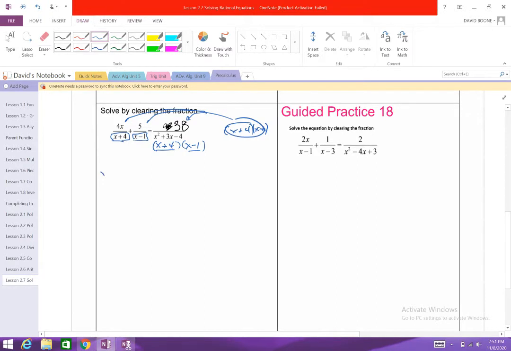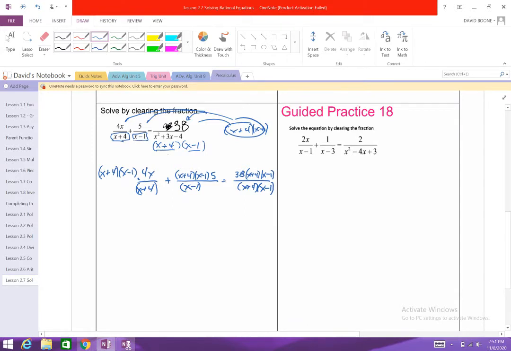So here we go. I'm going to take x plus 4 times x minus 1 and multiply that times the first one, times 4x over x plus 4, plus x plus 4 times x minus 1 times the second one, that 5, all over x minus 1. And that should equal 38 times this common denominator, x plus 4 times x minus 1, over x plus 4 times x minus 1.